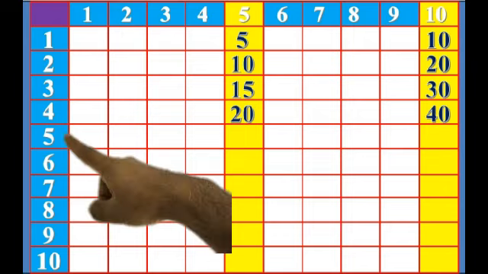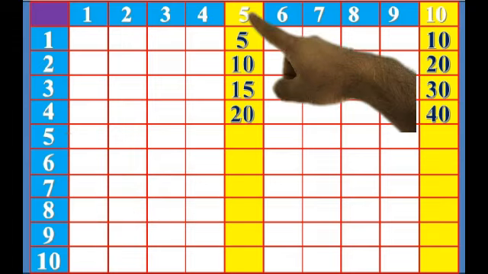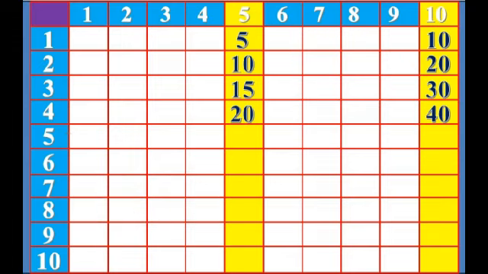What is 5 times 5? 5 times 5 is equal to 25. Times 2 is equal to 50.